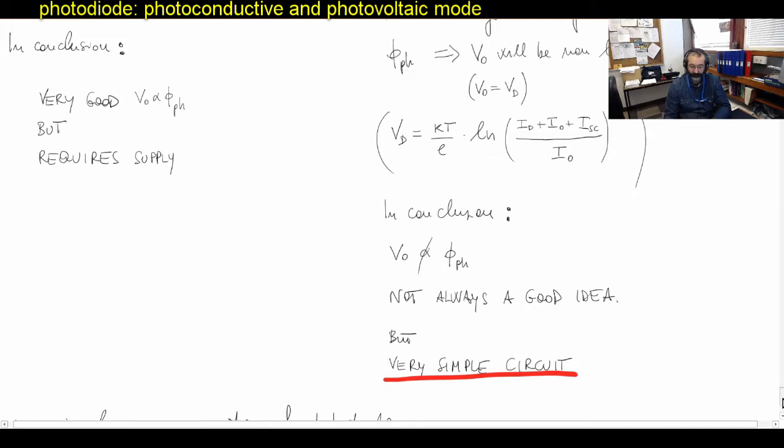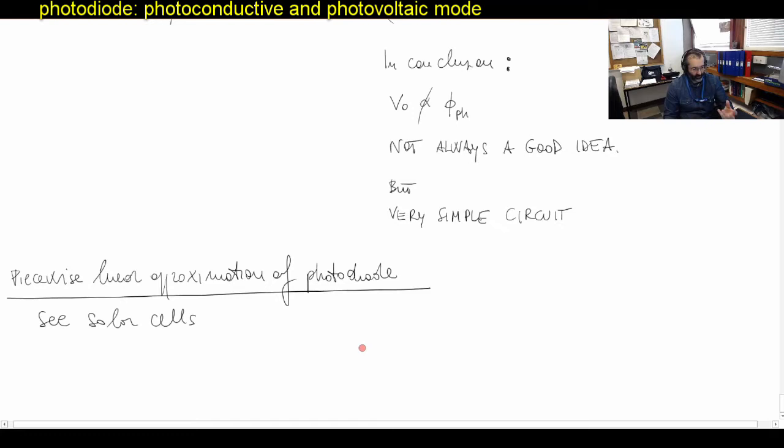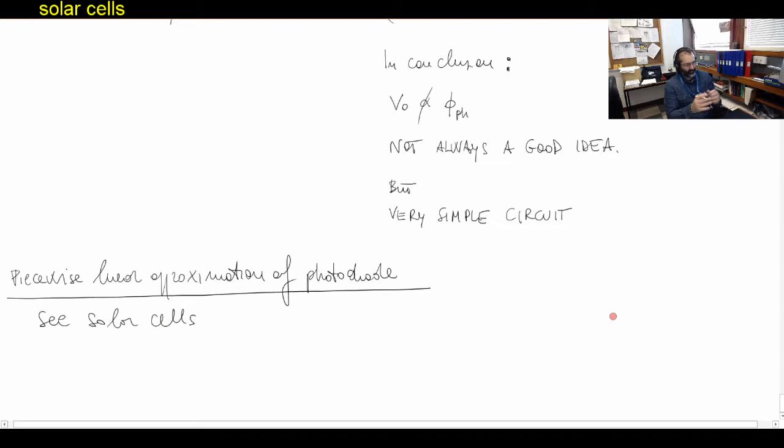The next thing we would like to see for the photodiode is the piecewise linear approximation of the photodiode. In reality, as we've said today, the photodiode and the solar cell are de facto the same thing, and so we will see this in a moment in the solar cells. This concludes what I had left regarding the photodiode. And then we discussed, if you remember, the solar cells.